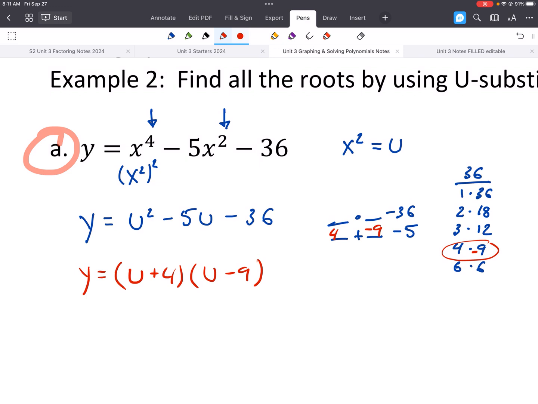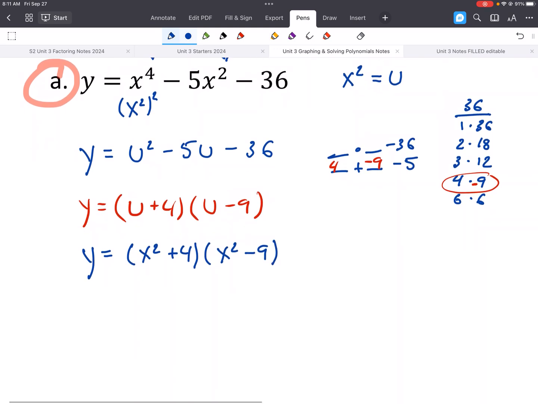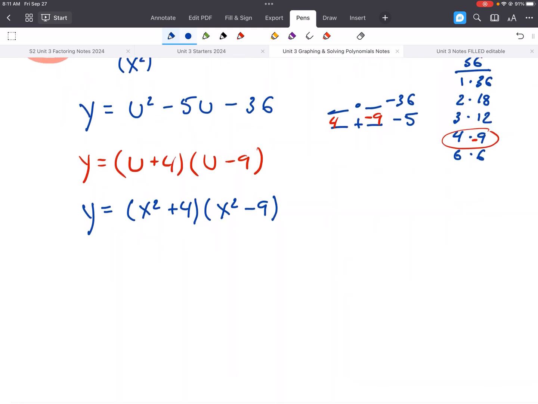Okay, so now that we have it factored, we can plug our u back in. I put our x squared back in for the u. So we're going to undo what we did at the beginning. So we're going to get y equals x squared plus 4 and x squared minus 9. So these are great because we can actually solve these factors. So either we would say that x squared plus 4 is going to be equal to 0, or x squared minus 9 is going to be equal to 0.